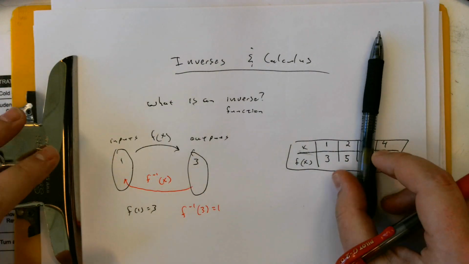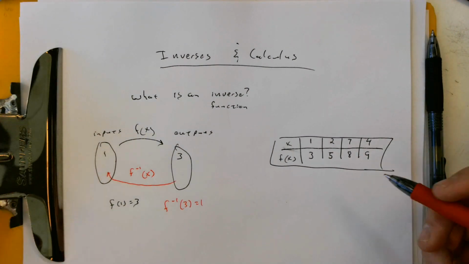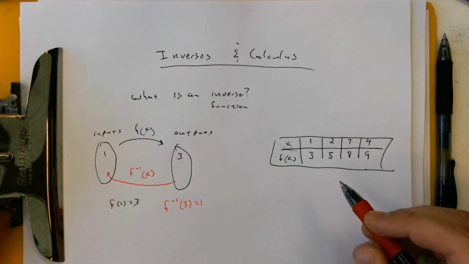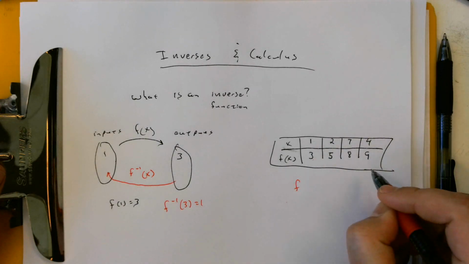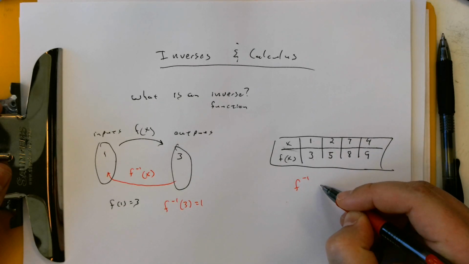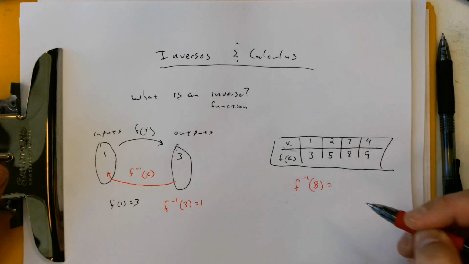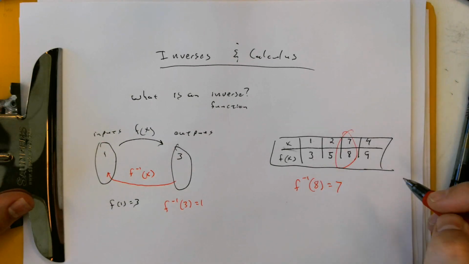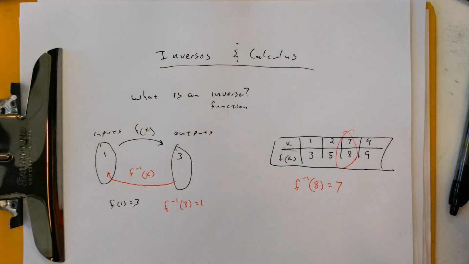Pretty straightforward concept. Consequently, look at this table here. Once again, f of 1 is 3, f of 2 is 5. I can even say, without this table, I know that f inverse of 8 is what? Let me give you a second to pause the video or think about that. f inverse of 8 would just be 7, right? Because right here, we're just swapping our inputs and outputs.